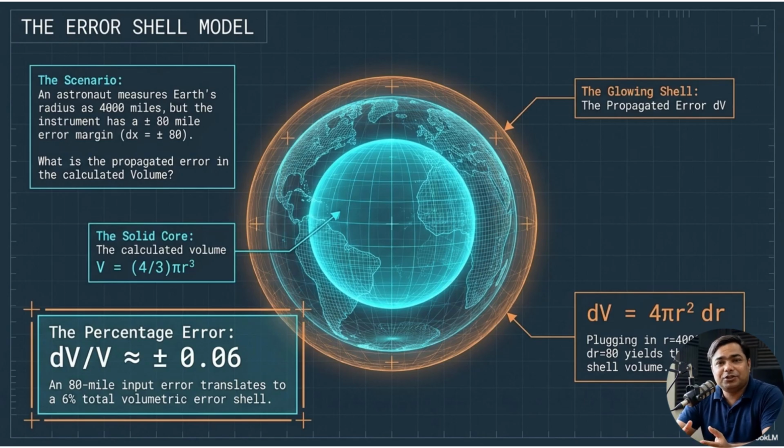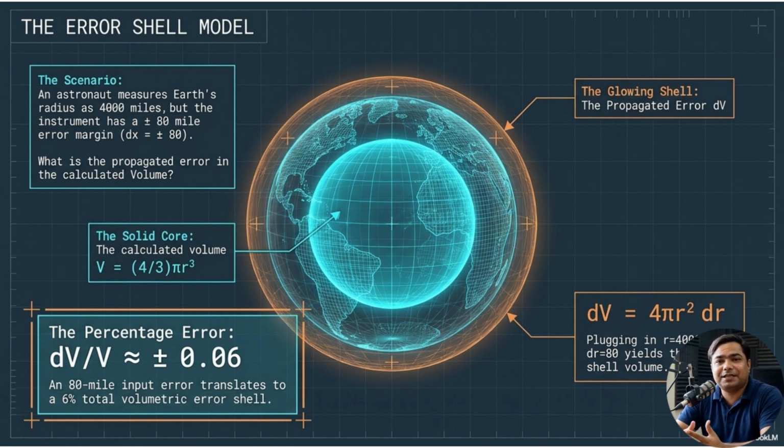Now we apply differentials to an error propagation example. Suppose an astronaut measures Earth's radius as 4,000 miles, but the measurement has an error margin of plus or minus 80 miles. We want to know how this error affects the calculated volume of Earth. The volume of a sphere is V equals 4/3 pi r cubed. Using differentials, we write dV equals 4 pi r squared dr. Here dr is the error in radius, dV is the propagated error in volume.